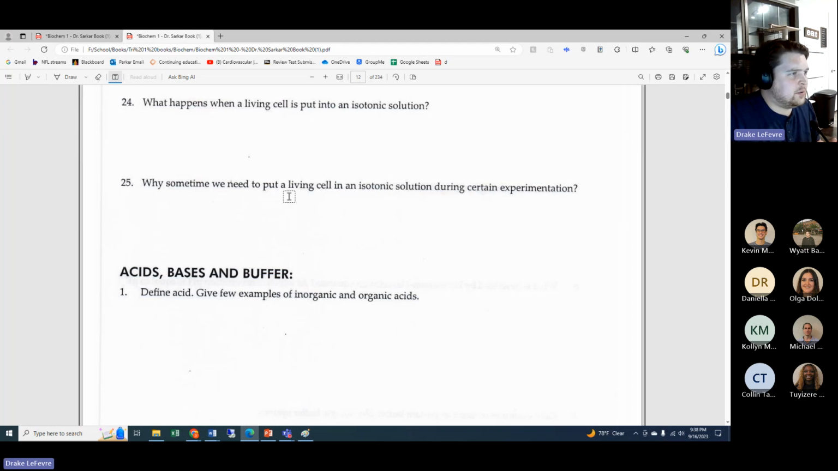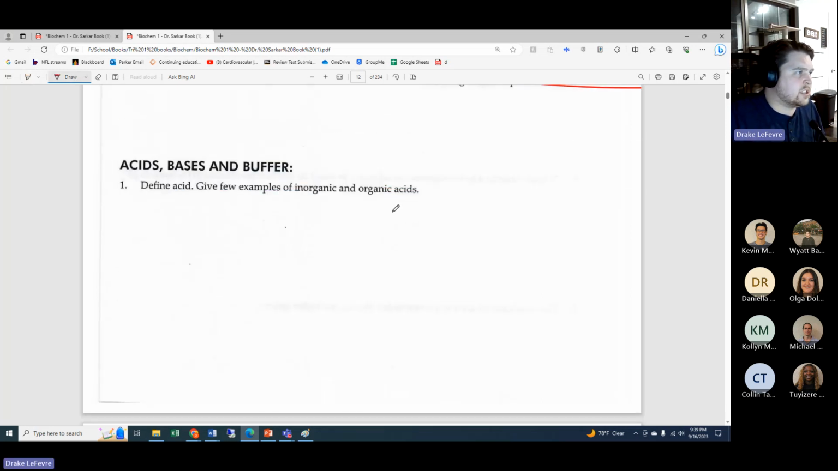This question: why sometimes do we need to put a living cell in an isotonic solution during certain experimentation? This isn't really relevant to the rest of the course, but it's literally just because we need to keep everything the same. We don't want the cell expanding or shrinking due to just the solution that we put it into. We want to see how it responds or reacts to whatever the experiment is that we're doing. So don't worry about this question, really. It's kind of just an extra thinker question.